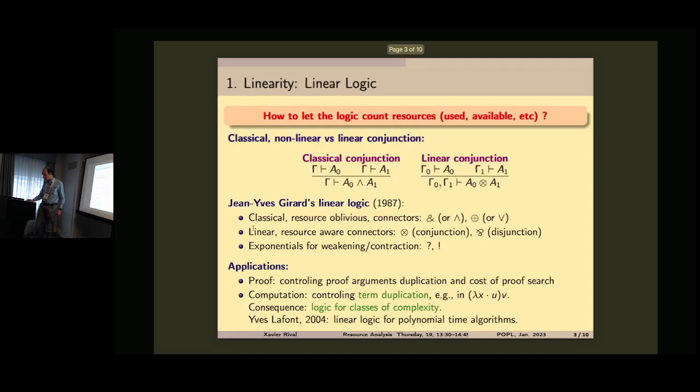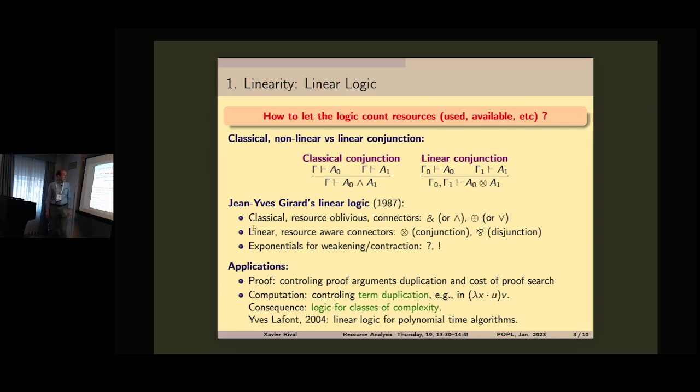Okay, so let's start with the logic side. The big question here is how to make logic count resource. I will spend a little bit of time on a concept called linearity because I think it's very important. If you look at classical logic, like we have been doing for centuries, if you want to prove that A0 and A1 is true with some assumption gamma, you just try to prove both of these with the same assumption gamma.